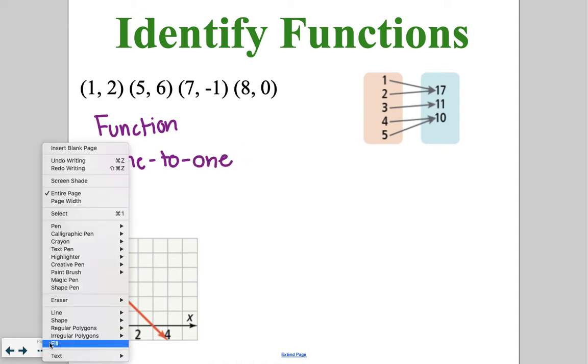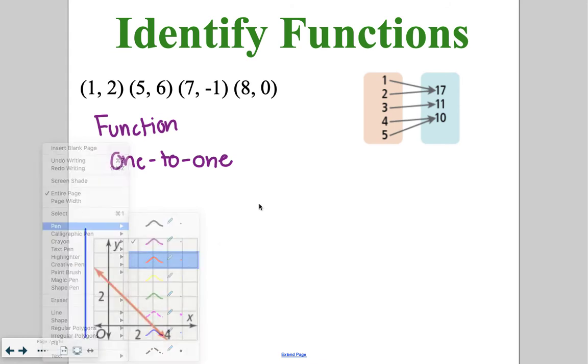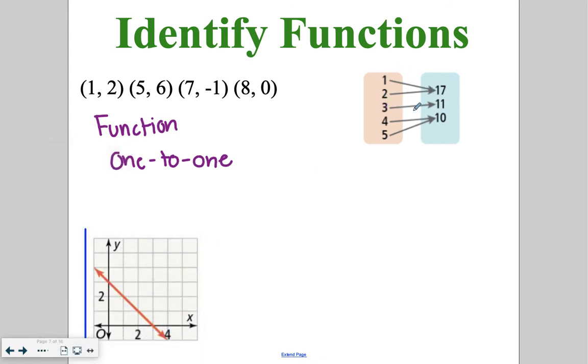Coming in and looking at this map over here, each number in the domain only has one arrow coming out, so it is a function. On the range side, there are 2 arrows going into 17 and 2 arrows going into 10, so it is not one-to-one.